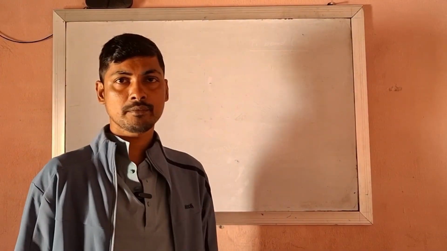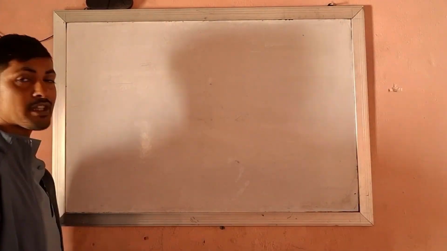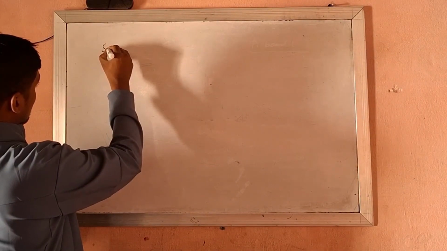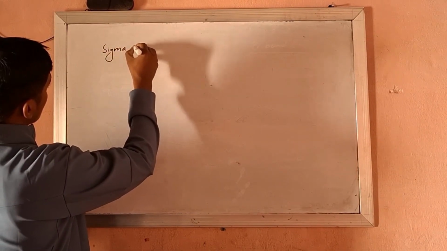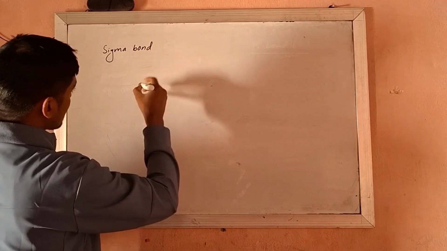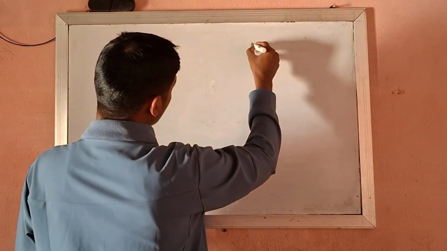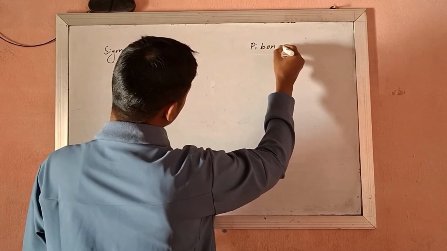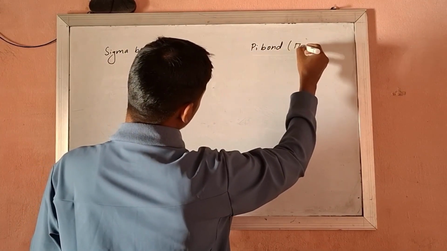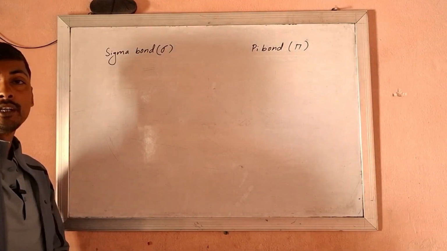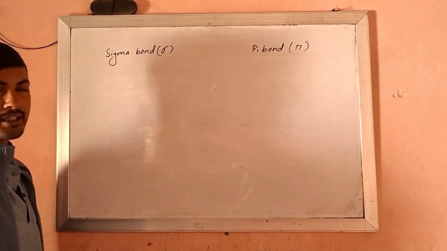So today we are going to discuss the differences between sigma bond and pi bond. What is sigma bond? What is pi bond? The sigma bond is represented by the letter sigma, and the pi bond is represented by the symbol pi. Let's try to make it very simple.